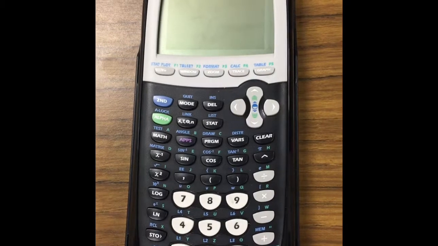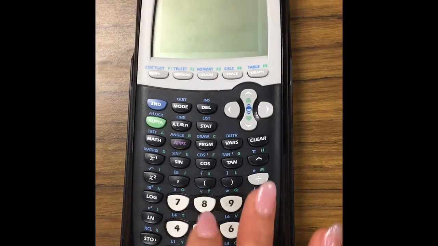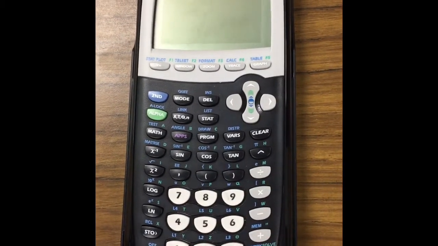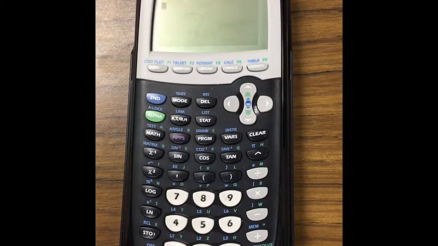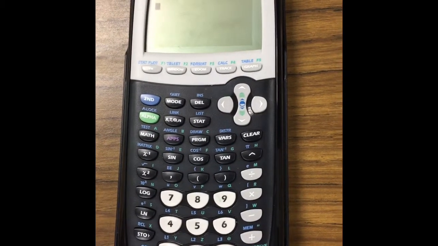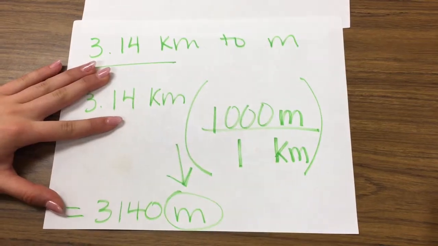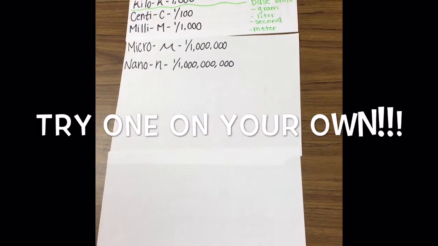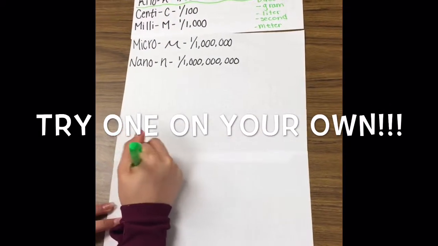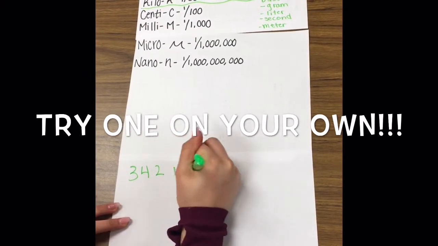Now we type it into our calculator. 3.14 times 1,000. And you should get 3,140. You can't forget your units. Now try an example for yourself. Convert 342 millimeters to meters.